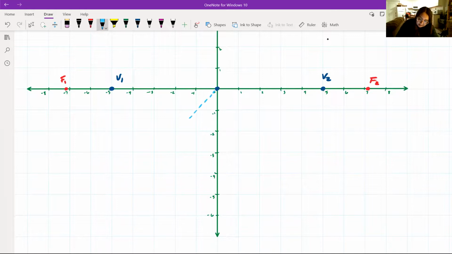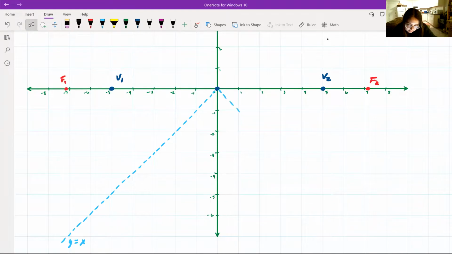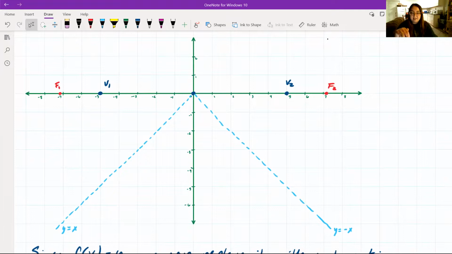So y being equal to x is going to run along this line here. So this is y is equal to x. And this line here is going to be y is equal to negative x. So there are two asymptotes. We have our vertices labeled. Remember, only negative values of y. y does not exist for positive values. So our branch will just look like this.